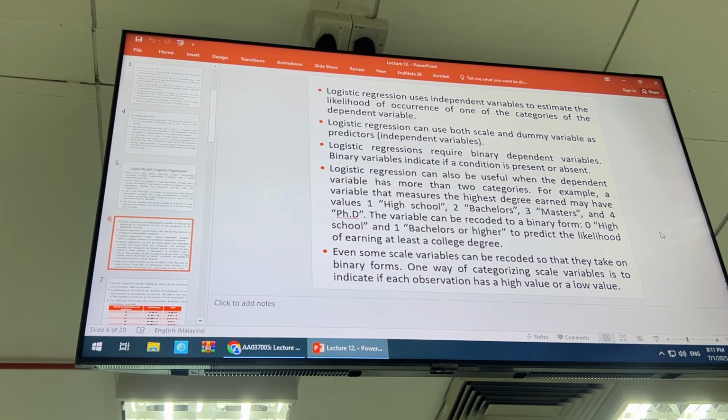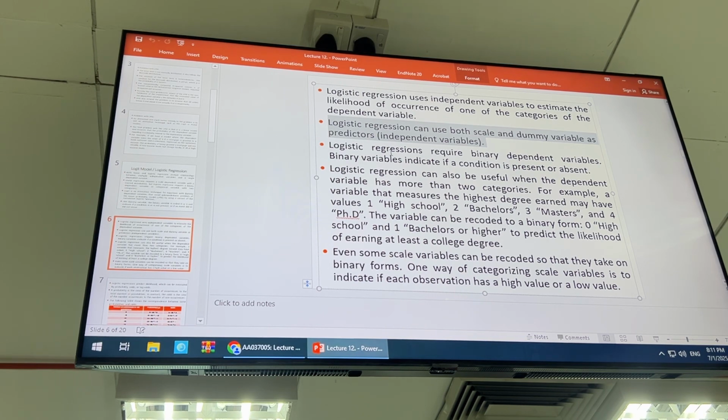So logistic regression can use both scale and dummy variables as predictors. So in terms of the independent variable, we can use both. The scale means numerical numbers, variables that are represented by actual numbers. Okay. Dummy variable is just 1 and 0. So a dummy variable is a variable that we create. That's why we call it a dummy variable, because we create that variable to represent categorical things, or what we call a qualitative aspect.